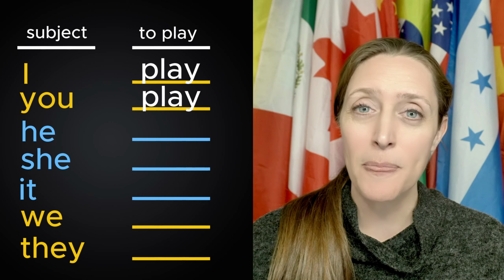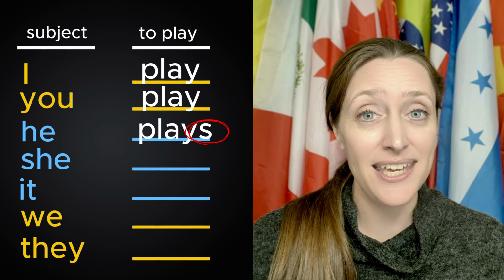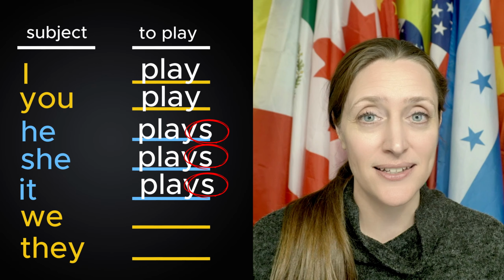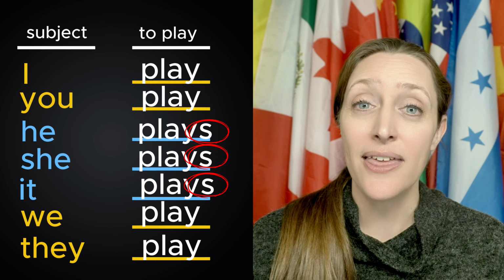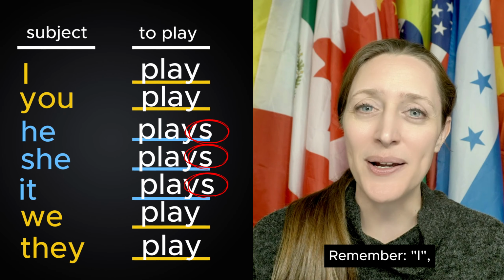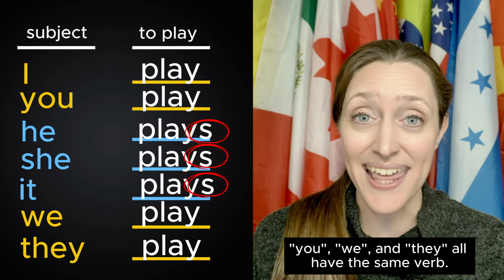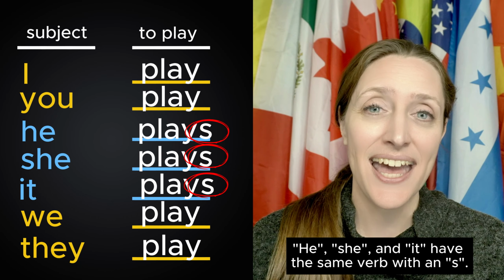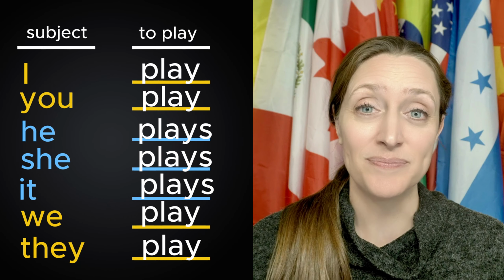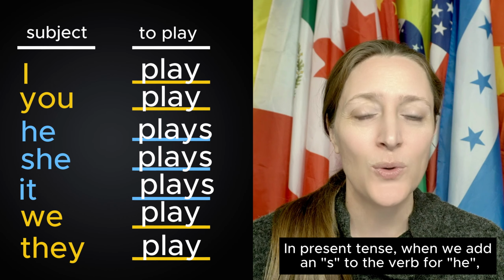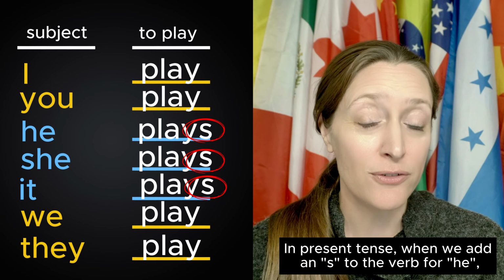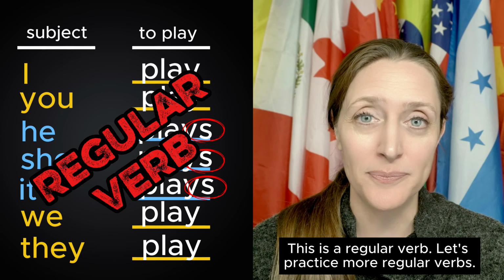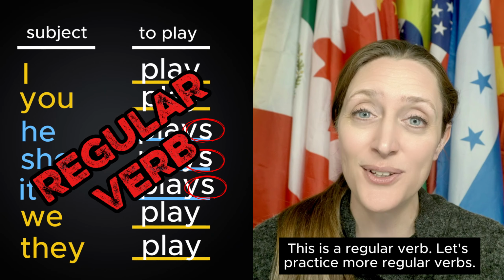Now let's conjugate the verb to play. I play. You play. He plays. She plays. It plays. We play. They play. Remember, I, you, we, and they all have the same verb. He, she, and it have the same verb with an S. In present tense, when we add an S to the verb for he, she, or it, this is a regular verb. Let's practice more regular verbs.